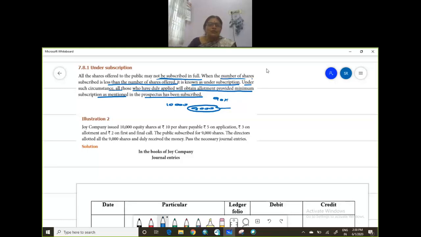See, Joy Company issued 10,000 equity shares of rupees 10 each, payable as 5 on application, 3 on allotment, and 2 on first and final call. So the total is how much? 10 rupees. What is the face value of your share? Rupees 10. So you got your 10 rupees: 5 on application, 3 on allotment, and 2 on first and final call.